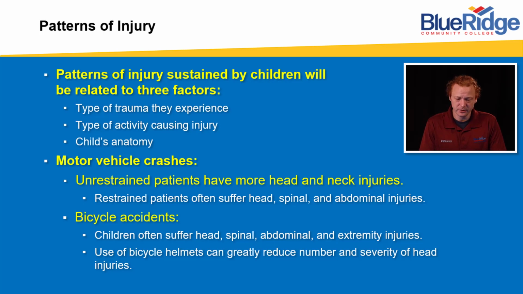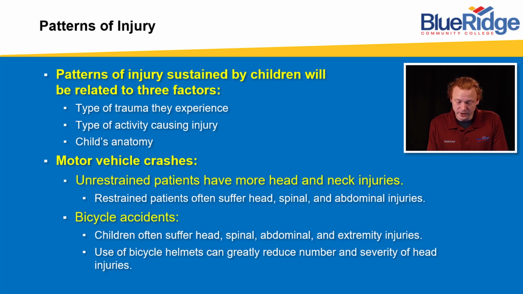Patterns of injury sustained by children will reflect three factors: the type of trauma they experienced, the activity causing the injury, and the child's anatomy. For motor vehicle crashes, unrestrained patients tend to have more head and neck injuries, while restrained patients often suffer head, spinal, and abdominal injuries. In bicycle accidents, children often suffer head, spinal, abdominal, and extremity injuries.